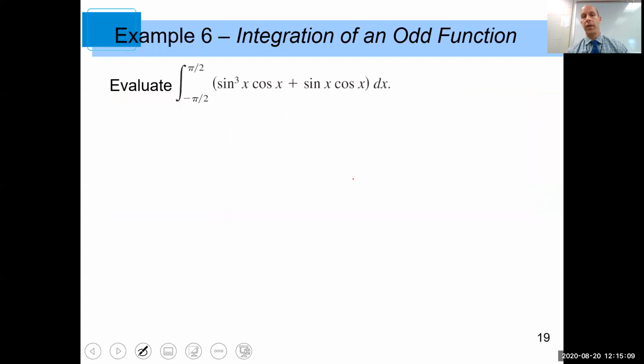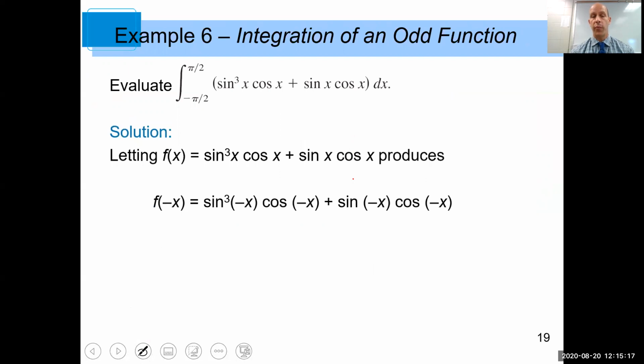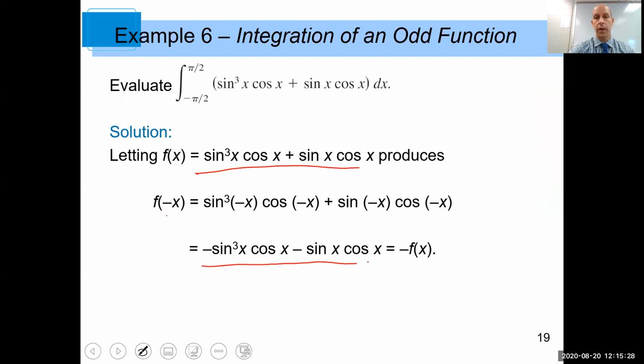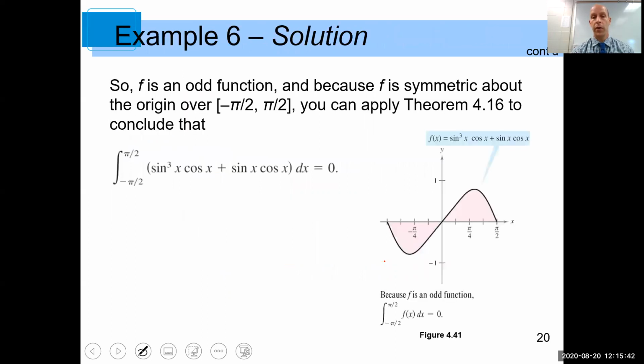And so we're going to look at one final example here, and you may not recognize that this is an even function. We could check it by plugging in negative x. If we plug in negative x into f of x, look what you get. You get negative sine cubed x cosine x, minus sine x cosine x, which is equal to negative f of x. In other words, we can conclude that this is, oh, I said an even function, didn't I? This is an odd function.